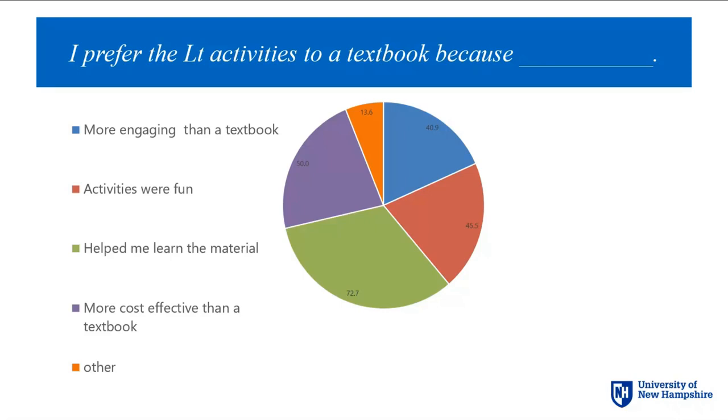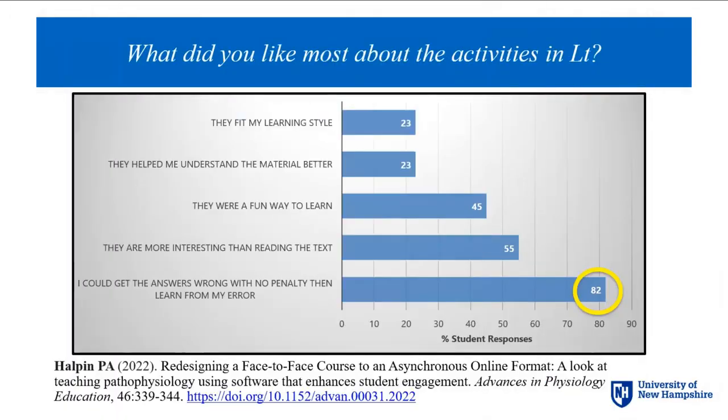And then I asked, what did you like most about the activities? And again, they could pick more than one of these. And this was fantastic also. I could get the answers wrong with no penalty and then learn from my error. And again, that's those low stakes activities. And that was wonderful that they were learning as they went along. And then they're more interesting than reading the textbook, 55%. Fun way to learn. Again, fun is always fantastic. And then they help me understand the material better and then fit my learning style.